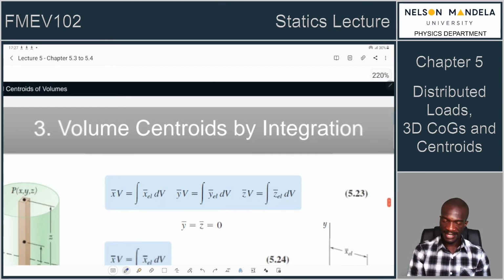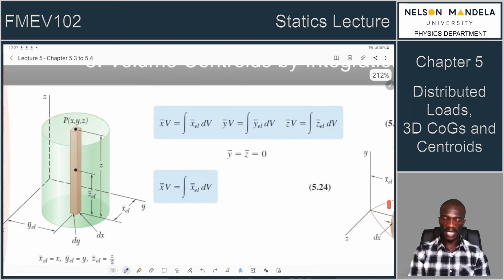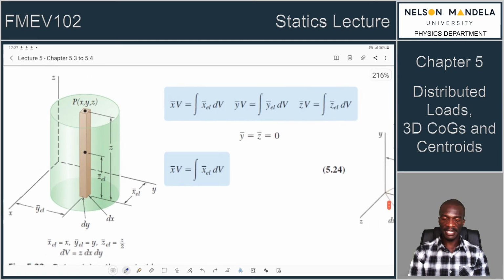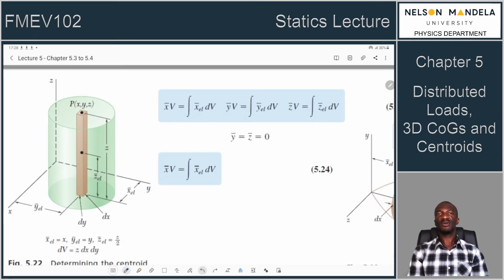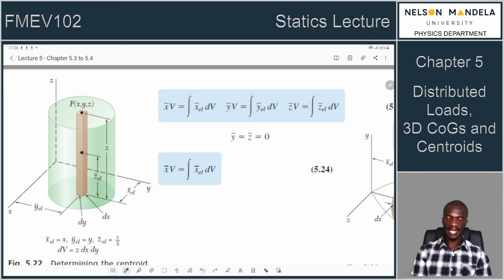So immediately think of symmetry when the object has some lines of symmetry. In this example, where we are now constructing a volume element, you can tell that there are some lines of symmetry on the y bar and the z bar axes.